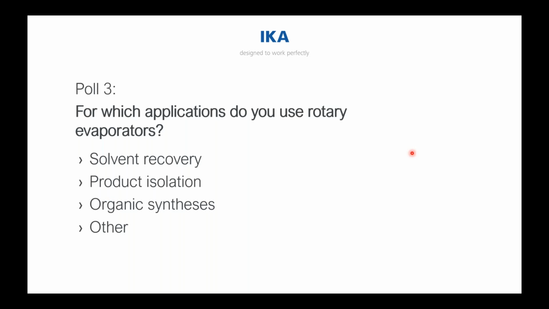Yeah, I think that's very interesting, and that's also what I thought, because I think product isolation and organic synthesis go hand in hand, because normally you isolate your product after your organic synthesis. I think most of the syntheses are organic, because organic solvents are really quite nicely to use with rotary evaporators. And I think product isolation is a very important step, because you can just easily remove your solvent and have the possibility to isolate your product. Okay, thank you very much for voting.